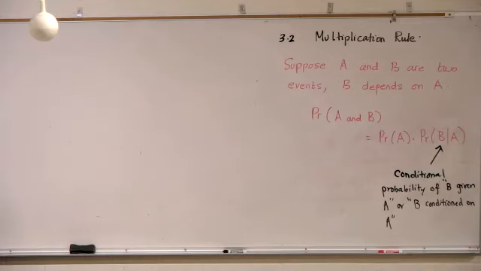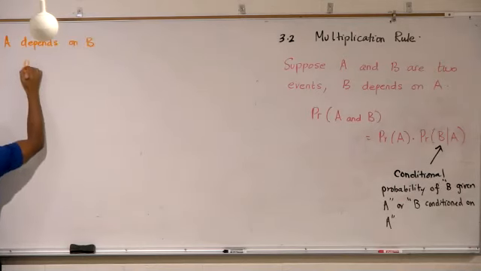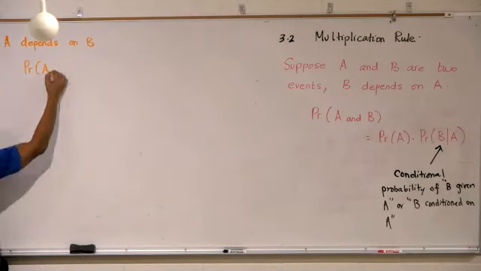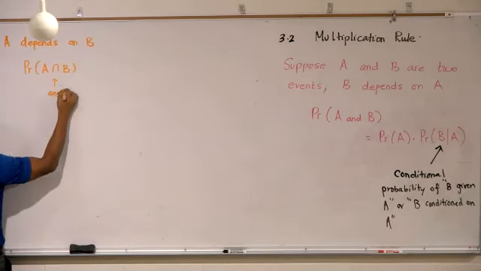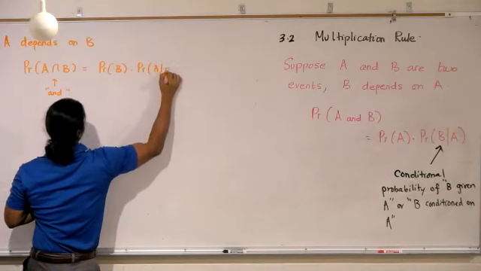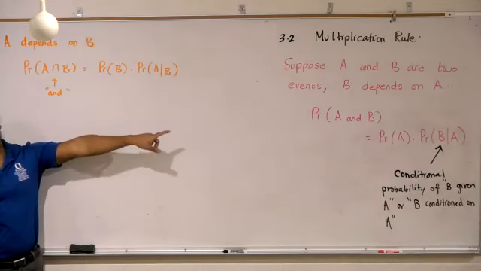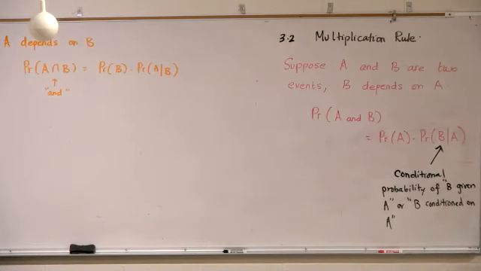If I turn around and said, if A depends on B, how would that expression change? Then you have the probability of B times the probability of A given B. A and B is the same as A intersect B. And the probability of A given B is not equal to the probability of B given A.